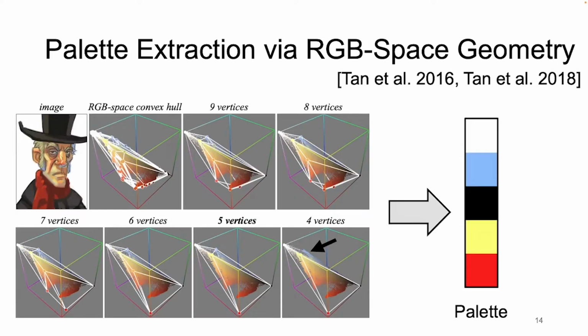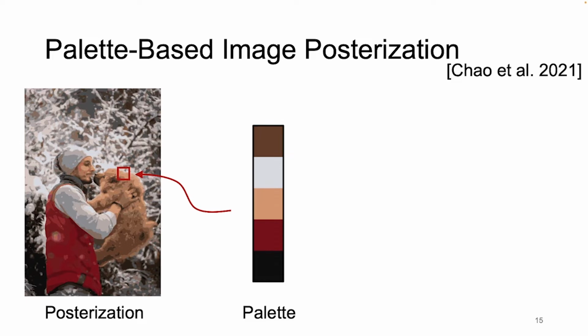Palette-based methods first extract a small set of characteristic colors from the input image and use it as a color palette for the stylization. A simple and efficient palette extraction algorithm by Tan et al. uses the RGB space geometry. It computes the convex hull of the RGB data, iteratively simplifies it, and obtains palette colors as the simplified hull's vertices.